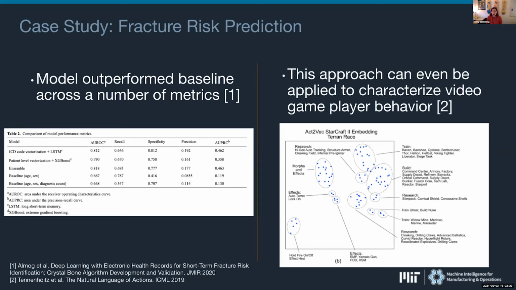And then I just wanted to say, I just think this is cool. I'm not into video games, but a lot of people obviously are, and I think it's so wild that this technique can be used in this space. This concept of using the implementation of Word2Vec for sequences of actions or sequences of codes has also been shown to be able to characterize video game player behavior.